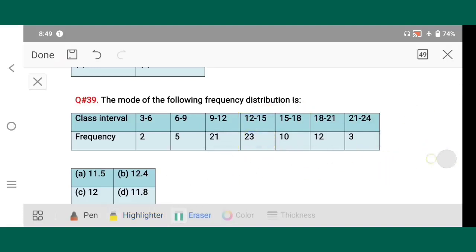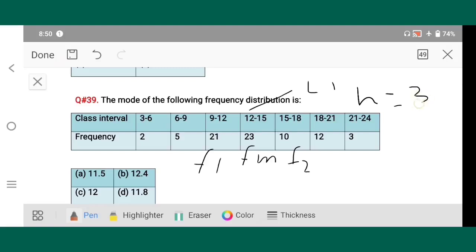Let's erase this. So this is the Fm, this is the F1, and this is the F2. So 12 is the L1, and H, that is the class interval, 15 minus 12, gives 3.